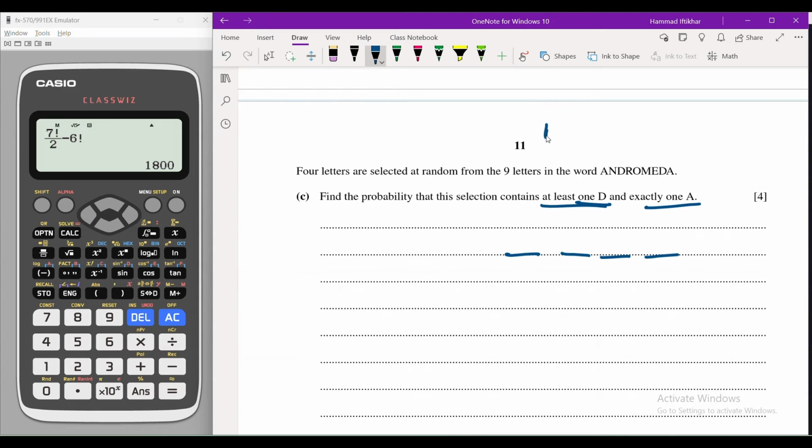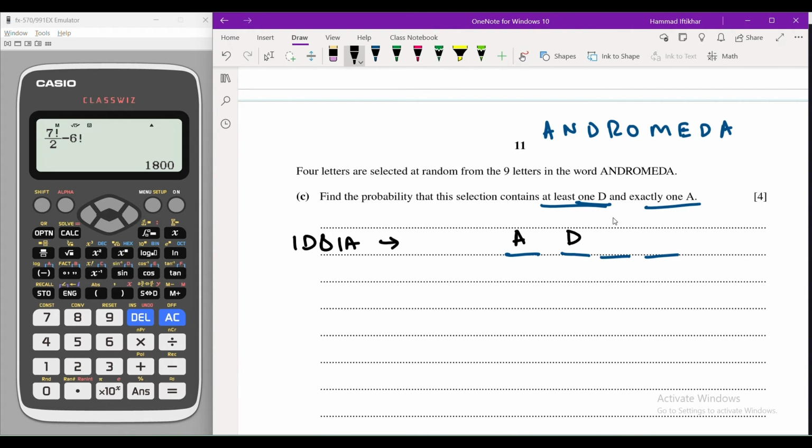So if we list out the letters in Andromeda, now when they say that exactly one A is being selected, that means one A is coming into this pool and the other A is not going to be selected. So automatically the two A's are gone. So that means next for the D's, we have to select from the pool of 7 choices. But also, this is the case when we have one D and one A.